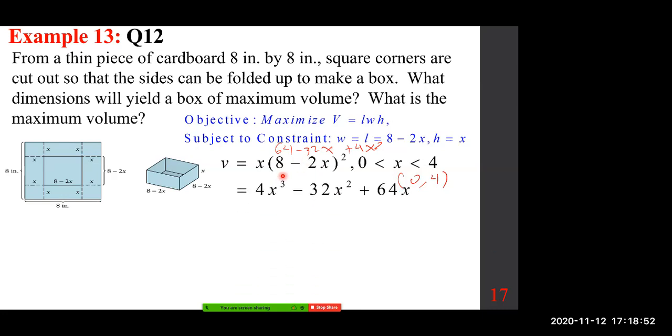Now, v prime is 12x squared minus 64x plus 64. We can factor out the 4.